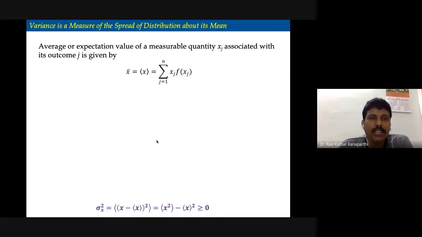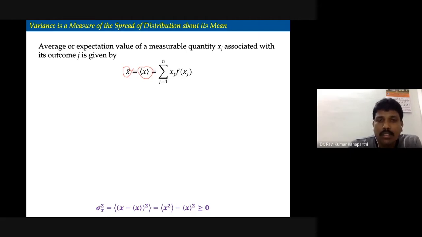In a similar fashion, we can calculate the average in quantum mechanics, which we call the expectation value. This expectation value is also nothing but the average value. Okay, so it is given by the sum of xj f of xj.